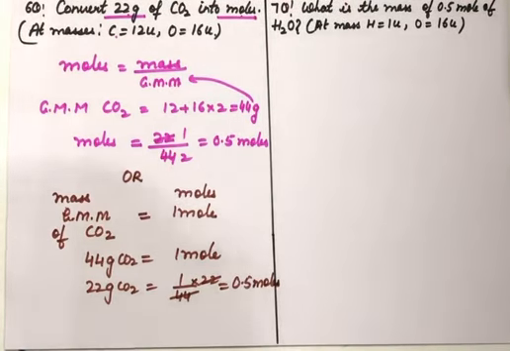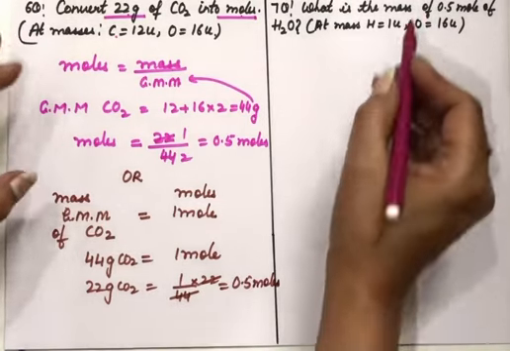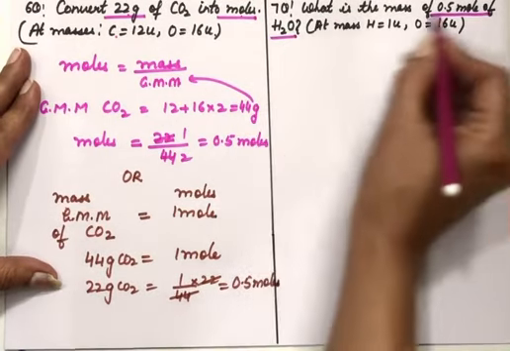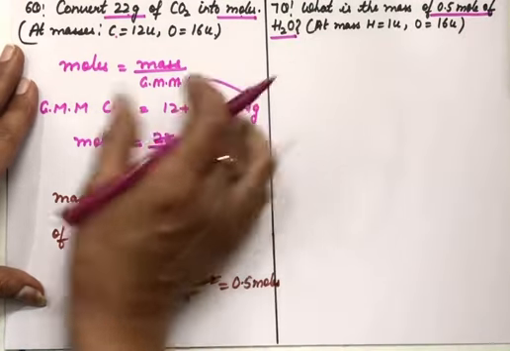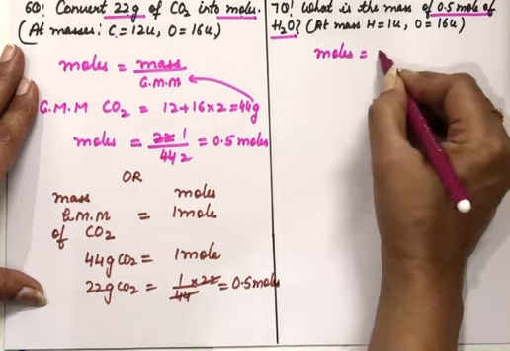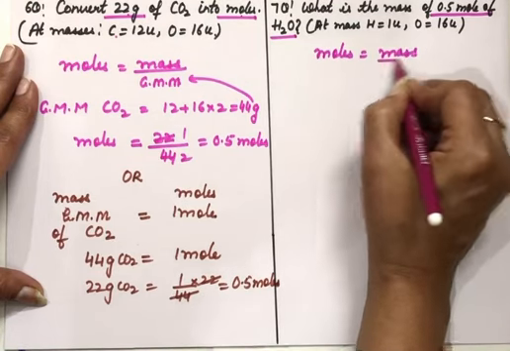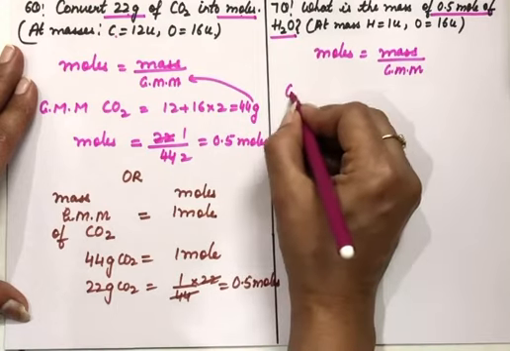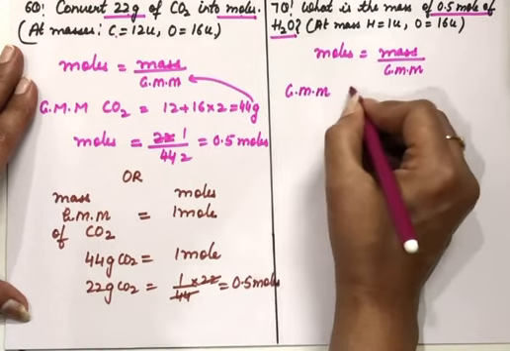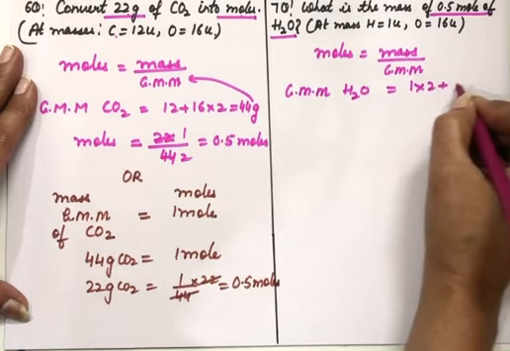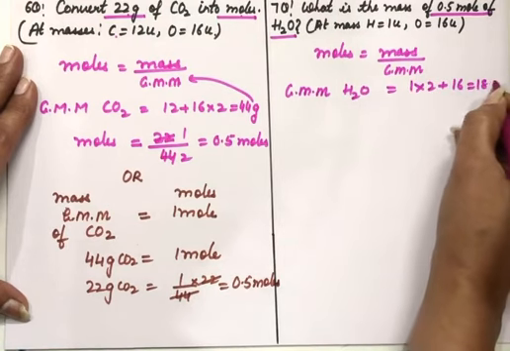Next question, seventh question. What is the mass of these many moles of water? Now again the formula is between mole and mass. This formula we will use: moles equal to mass upon gram molecular mass. Since the compound here is water, we'll find out the gram molecular mass of water, which is equal to 1 into 2 plus 16, equal to 18 grams.